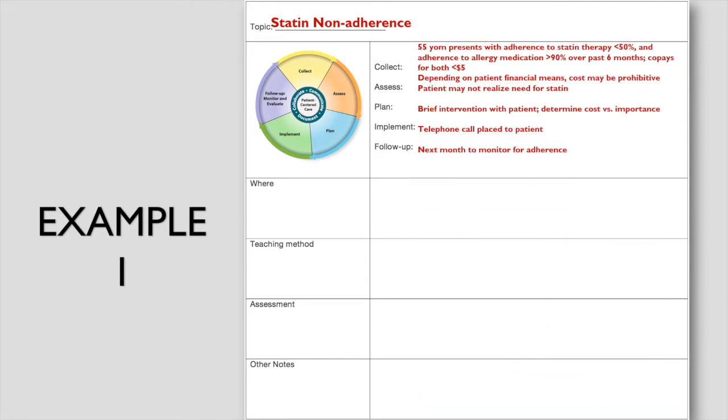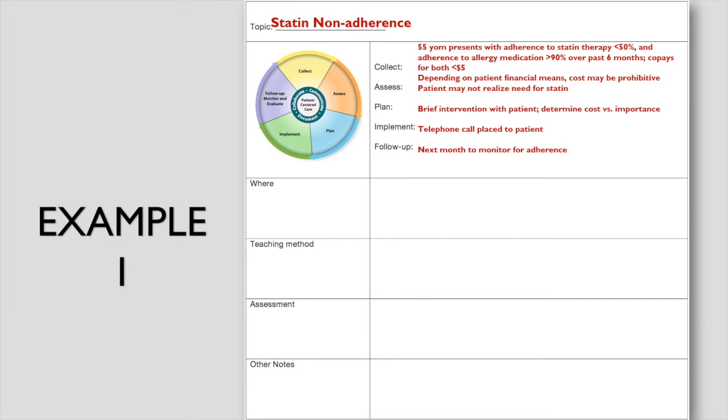First, the pharmacist collects the following information. A 55-year-old male presents with adherence to statin therapy less than 50% of the time, and adherence to allergy medication greater than 90% of the time over the past 6 months. Copays for both medications are less than $5.